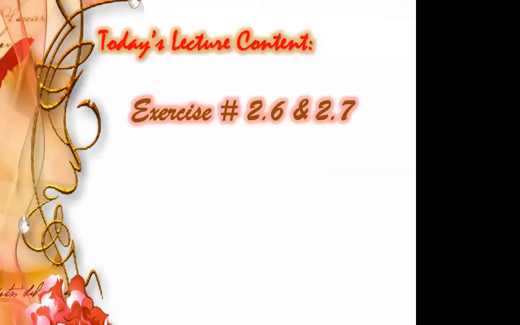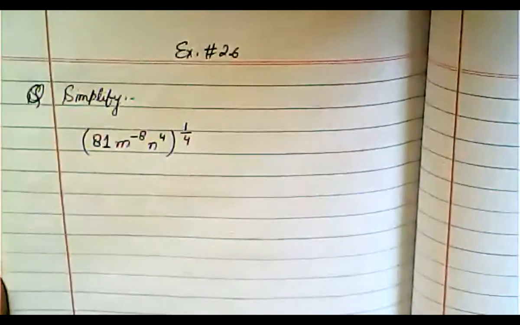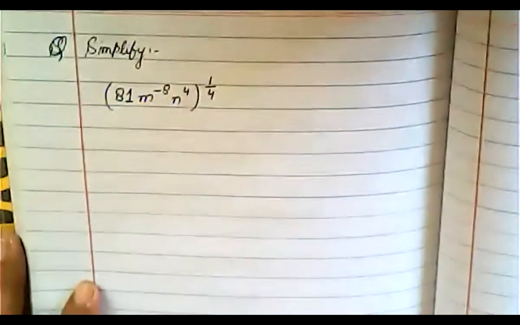I'm going to solve only one question from both exercises and then you will attempt the questions as well as the objectives. The question is: simplify this one, and then you have this question as well. I'm going to explain these questions with the help of video. Please tell me, is it clear or not? Okay, now clear? Now let's start.